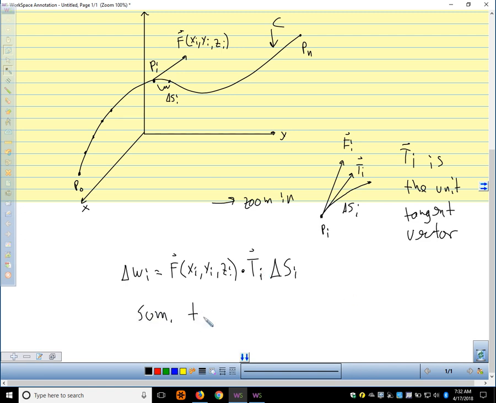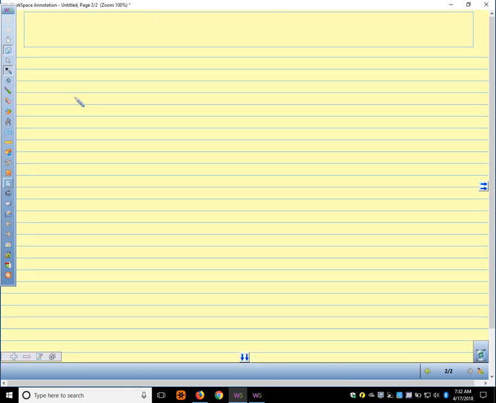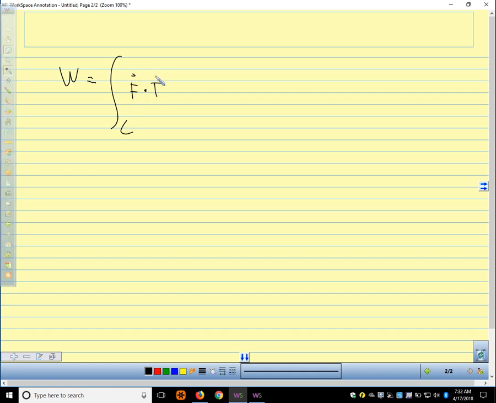So we're going to sum, take the limit as delta s sub i approaches 0. And we get our definition of a vector line integral. So we get the work equals the integral over our curve of F dot T ds.